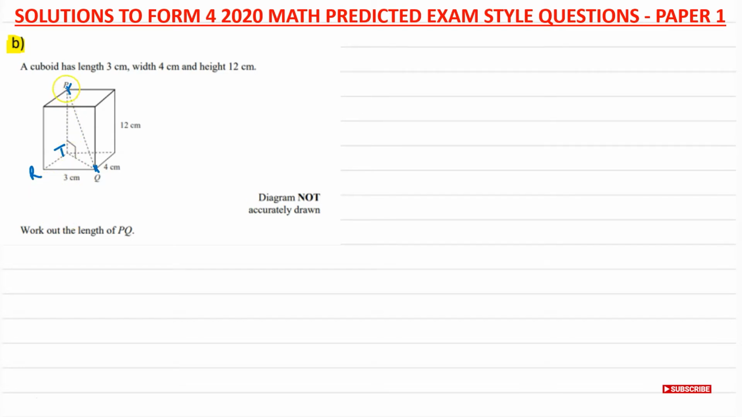So we're asked to find this length. We have a right angle triangle, which is C there. And we know this one is 12. We don't know this one. We don't know that one. PQ is what we need. What I'm going to do is take that triangle out.